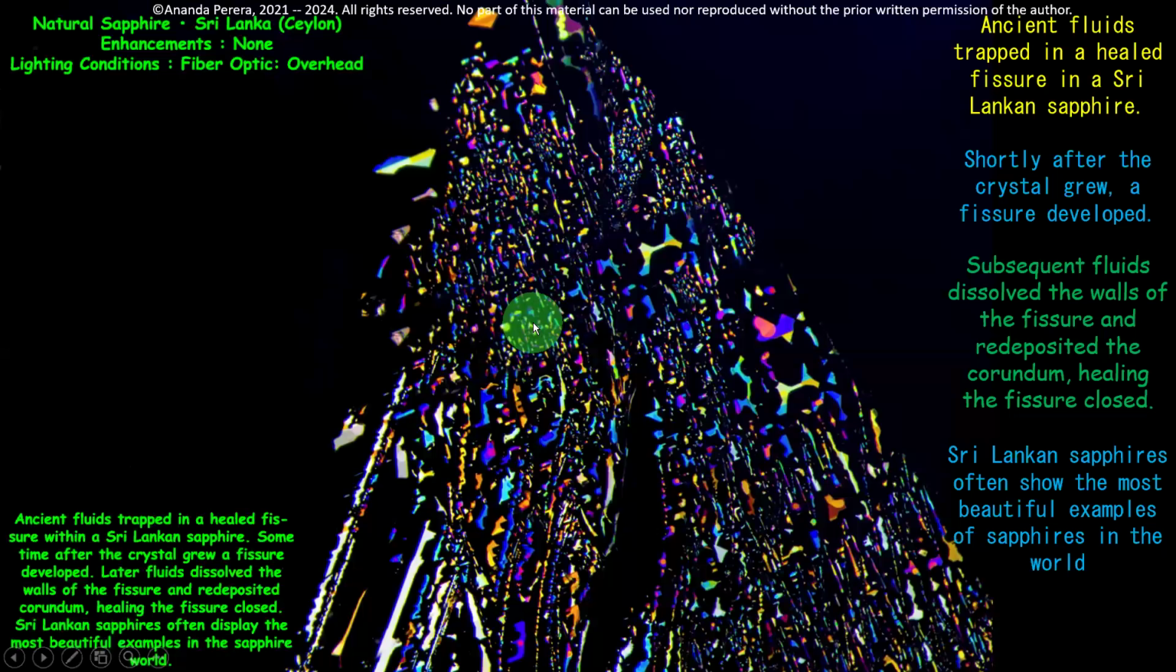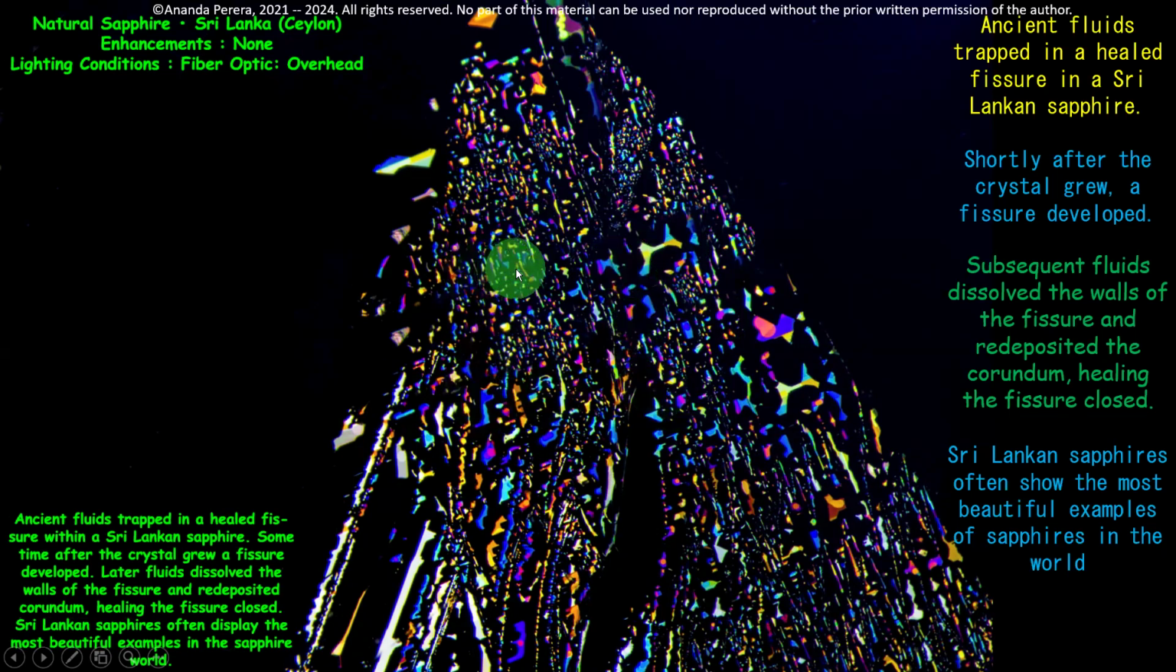We are moving to here. Very nice picture. We can see it is under the fiber optic overhead lighting condition. This one is also a Sri Lankan sapphire gemstone. Here you can see these inclusions are full of fluids trapped in a healed fissure. This is a healed fissure.